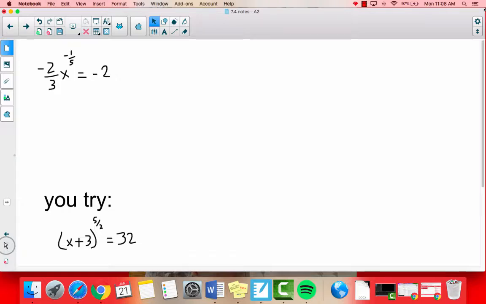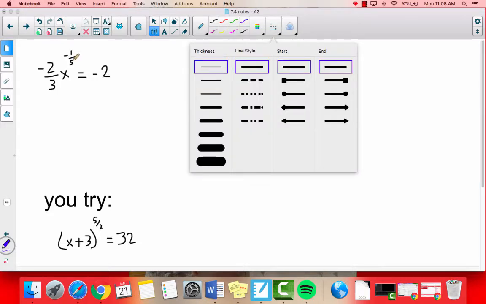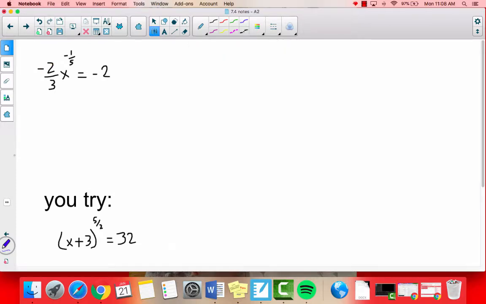This one's a little bit shorter looking than the last, but notice that it is in exponential form rather than radical form. And either way, it doesn't matter the form, it's the same solving process. So we're going to go ahead and try to get the radical part or the exponential part on its own. So first, let me get my pen. We're going to get rid of this fraction here. So to get rid of negative 2/3, I'm going to multiply by negative 3 over 2 on both sides.